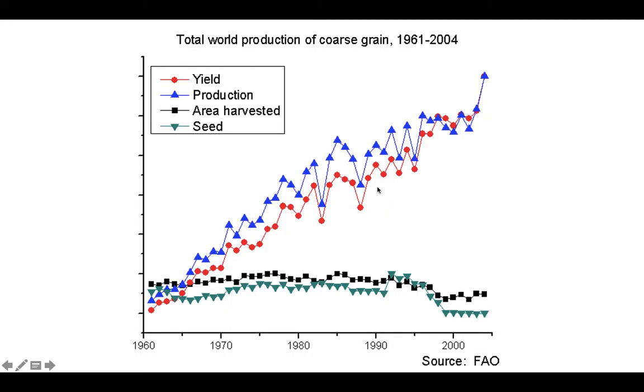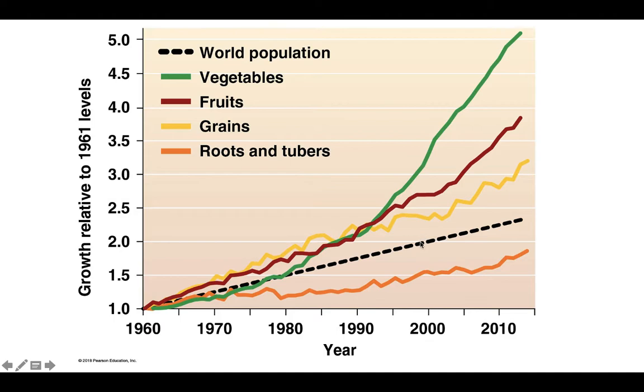So if we look at the production of coarse grain from 1961 to 2004, we can see that overall there's been a dramatic increase in both the yield and the production of crops across the world over the past 40, 50, 60 years or so. And this dramatic increase in productivity is not just with coarse grain, but with all fruits, vegetables, grains, everything.